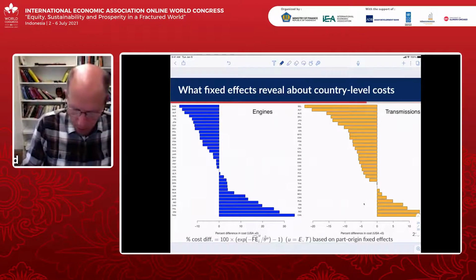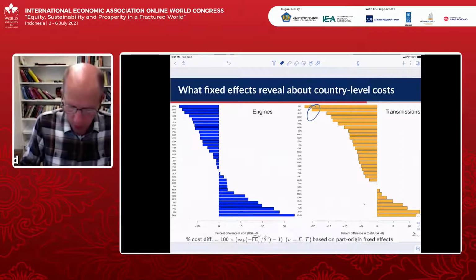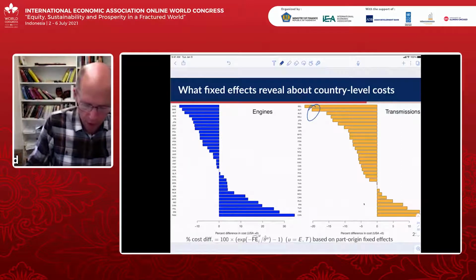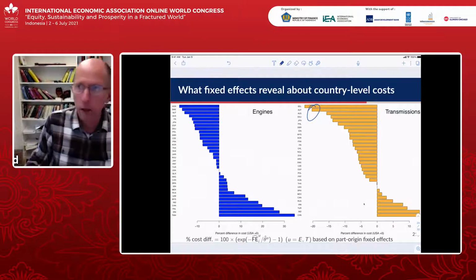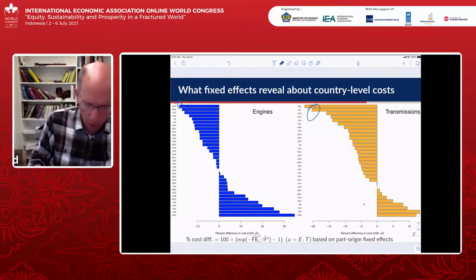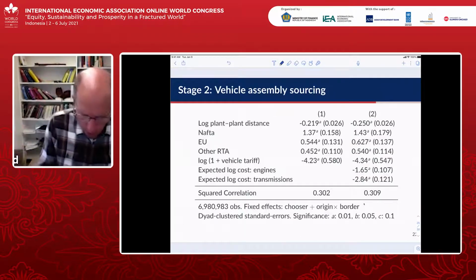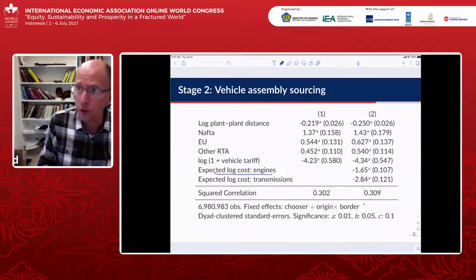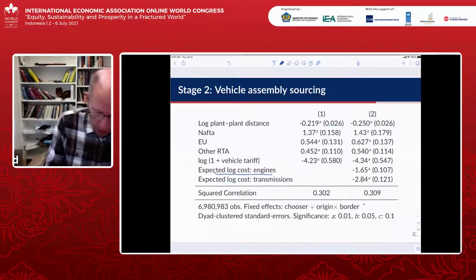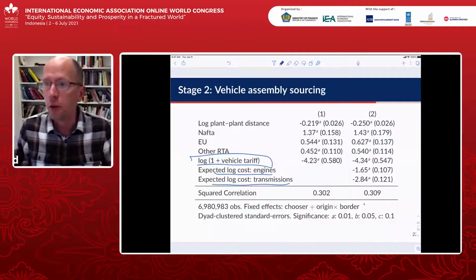engines. The Belgium example is a little bit weird because it's only a few engines involved, but Austria seems to be a great place for engines, and Hungary it seems to be that Austria is great for transmissions and Hungary is great for engines. Okay, then putting those things together, we have those expected log costs of engines and expected log costs of transmissions. And now we also still want to consider tariffs, but at this point we want to consider the tariffs on finished vehicles.